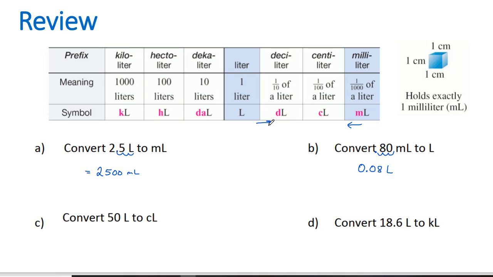For C, we're converting liters to centiliters. That's to the right, 2 decimal places. So we're going to be adding 2 zeros. This will be 5,000 centiliters. For D, we're converting liters to kiloliters. So this time we're going to the left, 3 decimal places. So we'll go backwards 3 places, filling in with a 0. So this will be 0.0186 kiloliters.